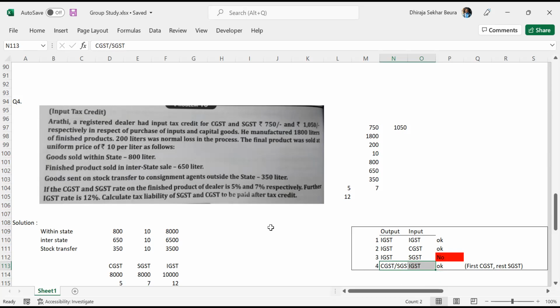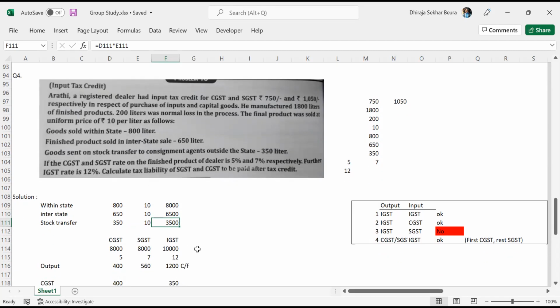Now let's quickly move to simple calculation of tax. What is the output liability? How do we calculate? We know that within state sale is 800 liters, interstate is 650, stock transfer is 350. We have per liter price, which is 10 rupees. Simply multiply, that will give us the transaction price. So 8,000 within state, interstate is 6,500, stock transfer is 3,500. Now on all of these, we will apply the tax rates as given.